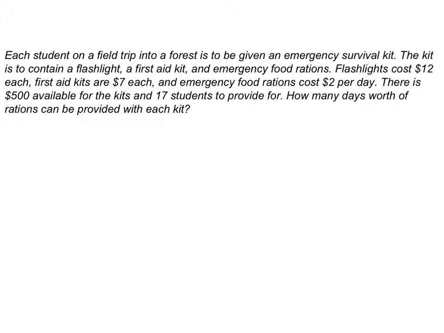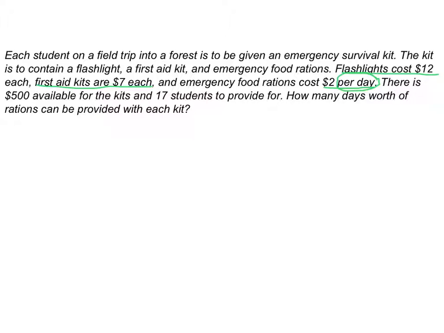Each student on a field trip into a forest is given an emergency survival kit. The kit is to contain 1 flashlight, 1 first aid kit, and emergency food rations. Flashlights cost $12, first aid kits are $7, and food rations are $2 per day. Now this per day is going to help us when we find our equation. There's $500 available for the kits and 17 students to provide for. How many days' worth of rations can be provided with each kit?